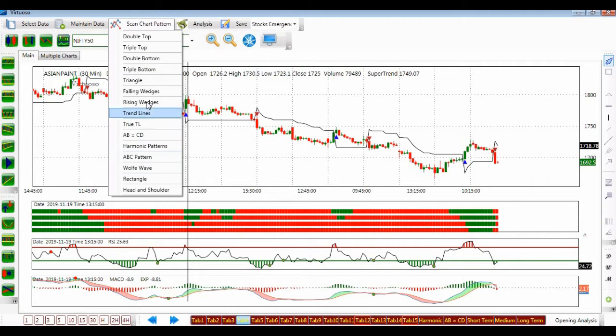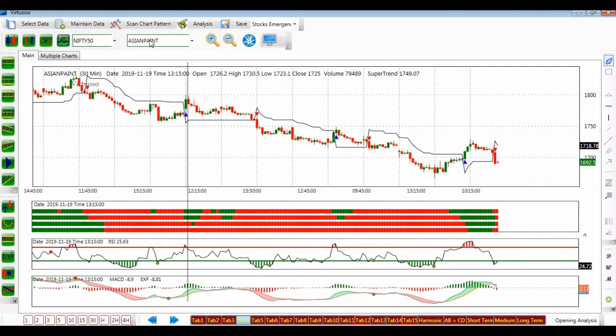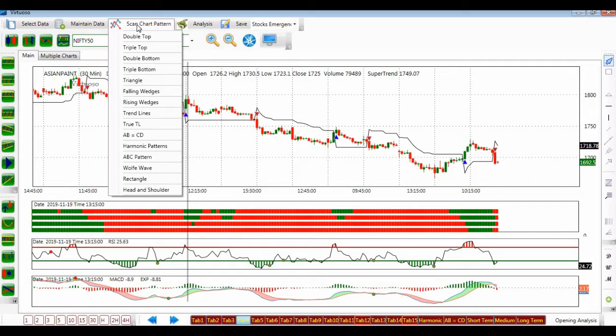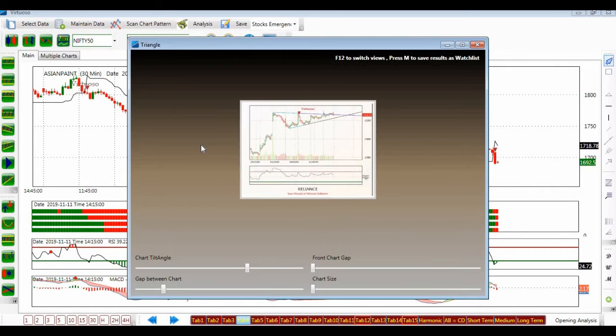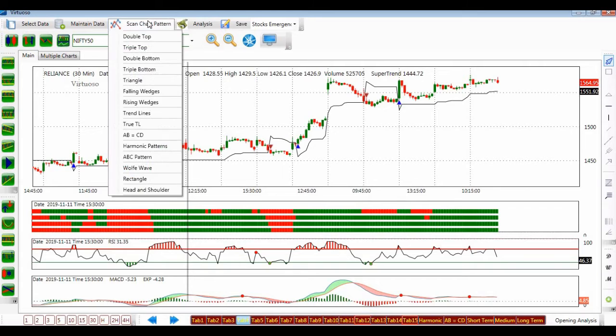For example, if I have selected Nifty 50 and I want to see which stocks are coming under falling wedges or triangle, I select triangle, and this is going to search all the stocks which are making a triangle. Right now we have only one stock, which is Reliance, making a triangle. Now we are going for the trend lines.